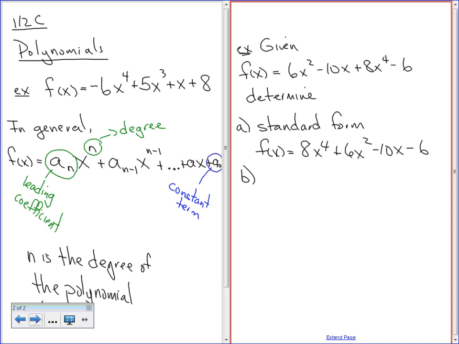B, I ask for the degree of the polynomial. Then the degree of the polynomial in standard form should be very easy. You just go to the highest exponent, you look at it, it's 4, so the degree of the polynomial is 4.